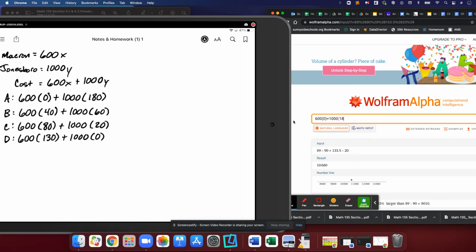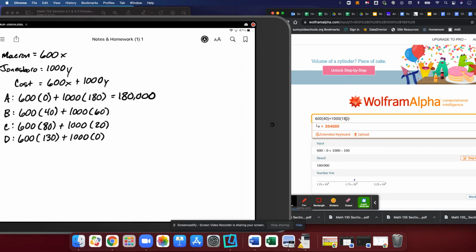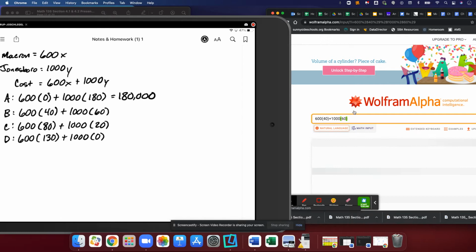Testing option 1, everyone, I've got in Wolfram what we had there. We end up with a cost of $180,000. Let's see if we can beat that. So we've got 600 times 40 plus 1,000 times 60 for our next example, $84,000.